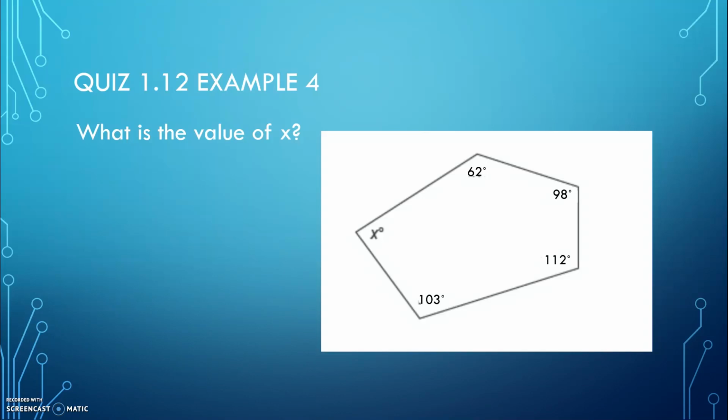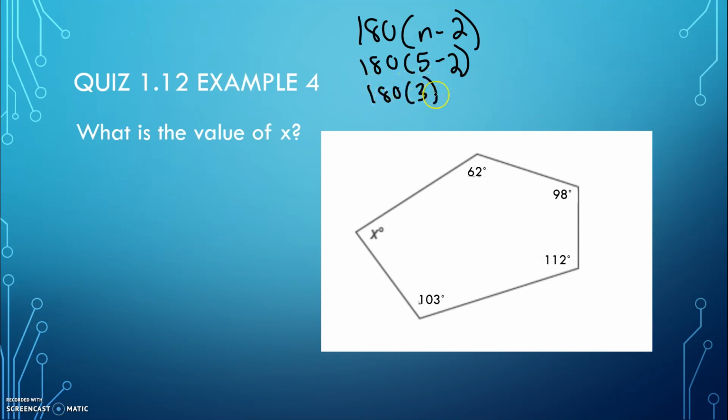So first we need the sum of the interior angles. So we look at 180 times n minus 2. N is the number of sides. This has 5 sides, so 180 times 5 minus 2, which is 180 times 3, and that is 540. So this total is 540 degrees.